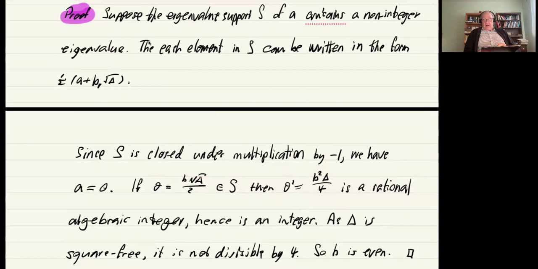Now, in that case, since delta is square free, it could be divisible by 2, but it can't be divisible by 4. So 2 divides B squared, and so 2 divides B. And so B over 2 is an integer. So B is even. That's a B there, not an H. So B is even, and so we get the claim.